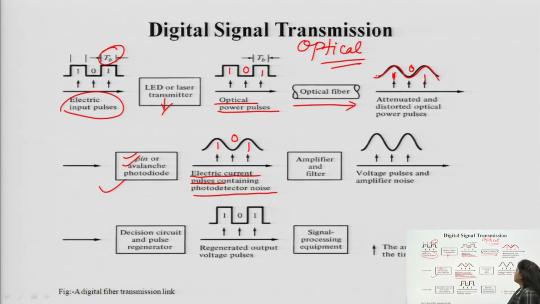Then comes the amplifier and the filter. Now, of course, this signal is a weak signal. So, now when it is amplified, you are able to see that its amplitude gets enhanced, but again 1 0 1. Now comes the decision circuit and the pulse generator. So, what is the function of a decision circuit? The decision circuit requires a threshold value.